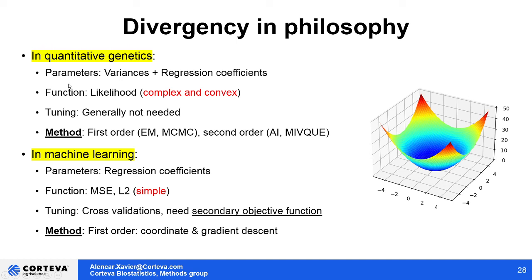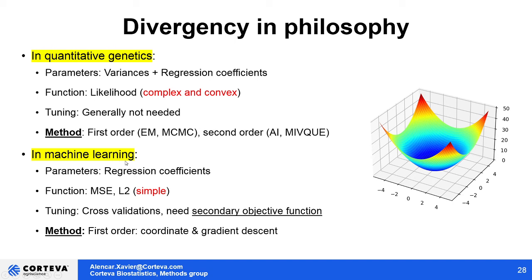So basically, in traditional statistics and quantitative genetics, we use the maximum likelihood or restricted maximum likelihood, which is a very complex function. It's not easy to compute, but it's convex, has a unique solution, and it's very well behaved. Usually, you can get to the maximum estimator without much trouble. So the methods we use usually are expectation maximization, MCMC. Also, second order algorithms include MIVQ and average information, which is particularly used for REML, right?